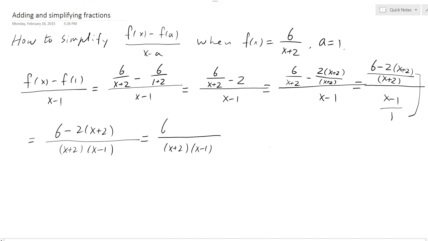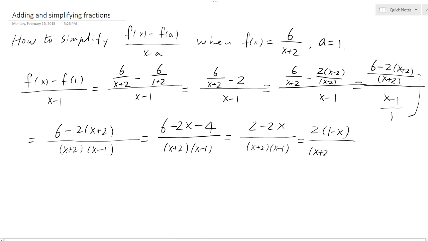And then on top we have, this is the part we need to be really careful. Multiply negative 2 through, we need to distribute the negative sign all the time. So we have negative 2x minus 4. And then we combine these two constant terms. We have 2 minus 2x, and then we have x plus 2 and x minus 1. And then we see that we can factor 2 out. We have 2 times 1 minus x over x plus 2 and x minus 1.